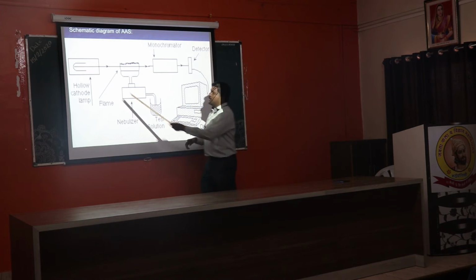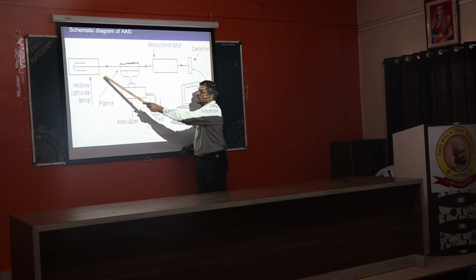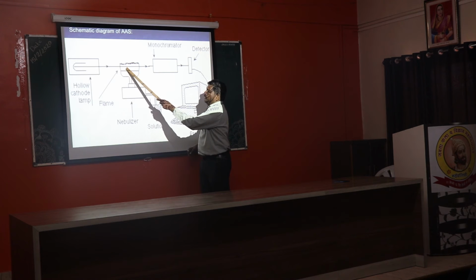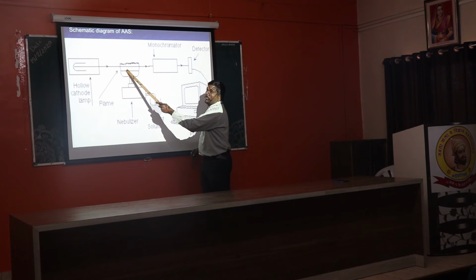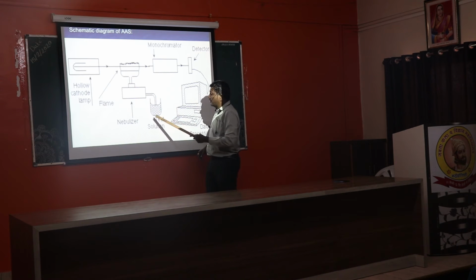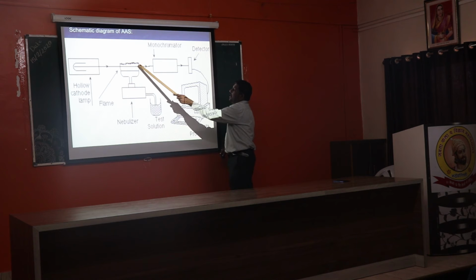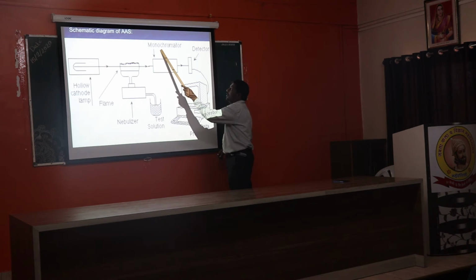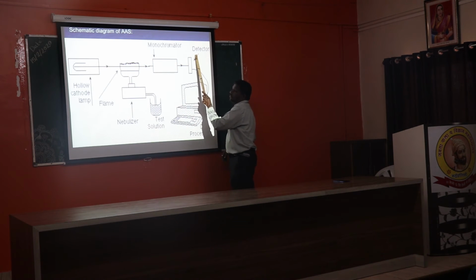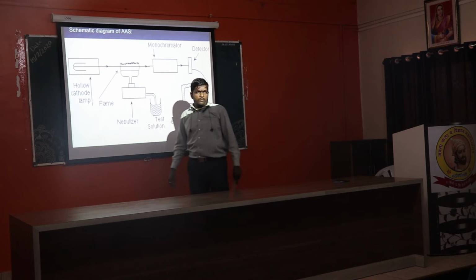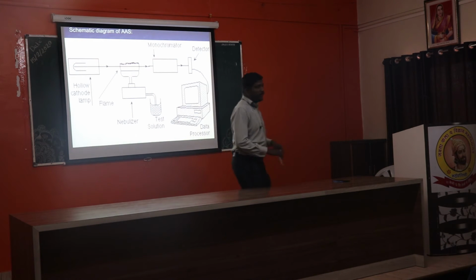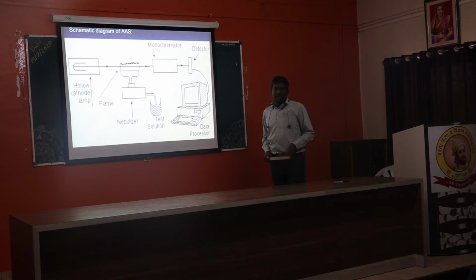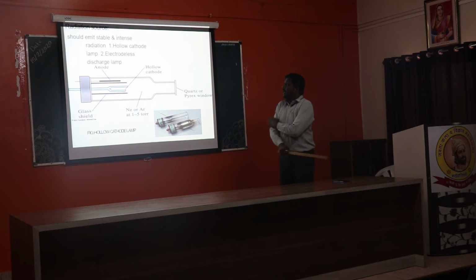See the system. This is the hollow cathode lamp, the radiation source. Thereafter here is a flame, and this is a nebulizer. The test solution comes to the nebulizer, and there is burning of gas along with the test solution. After burning, the light goes to the monochromator, and from the monochromator to the detector. The detector detects what type of radiations are coming towards it, and from that detection we come to know the answer in the data processor.